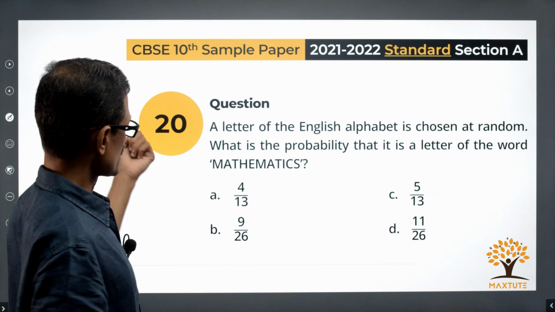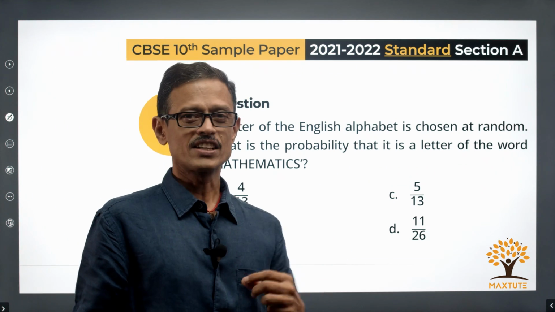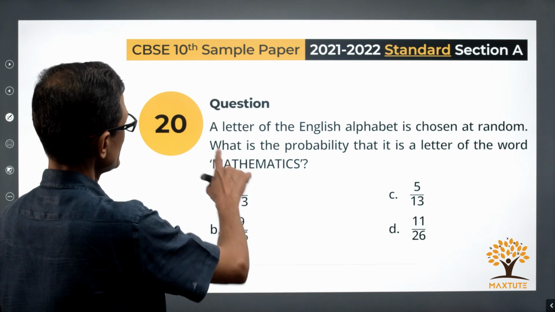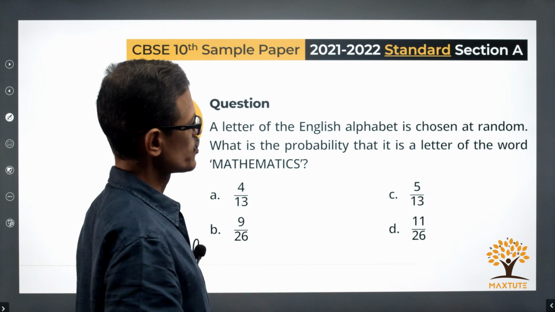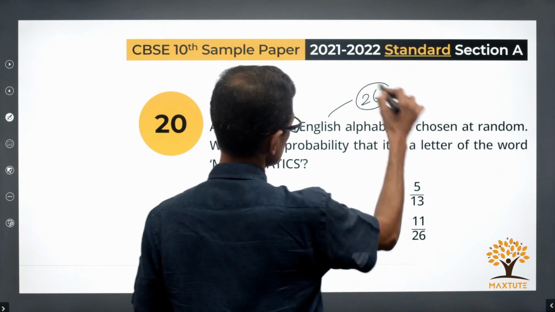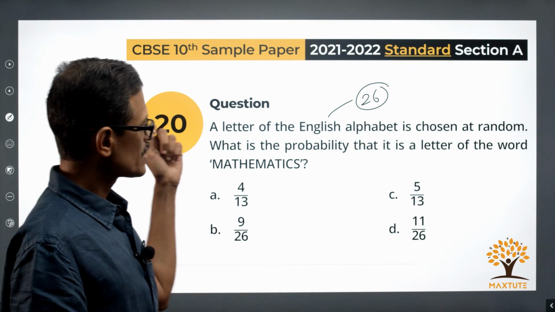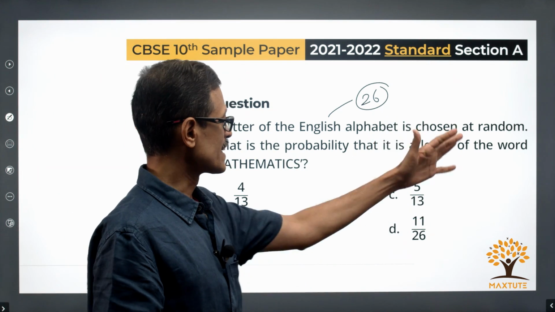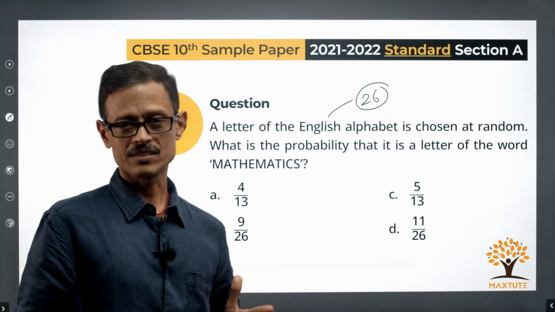This question is question number 20. Interesting question, very interesting question. A letter of the English alphabet is chosen at random. The English alphabet contains 26 letters, that is known to us. What is the probability that it is a letter of the word mathematics, right?